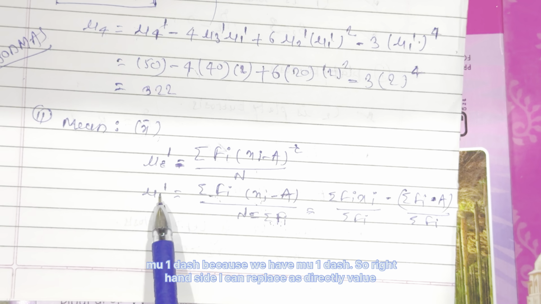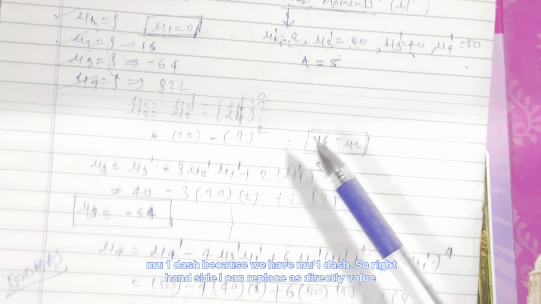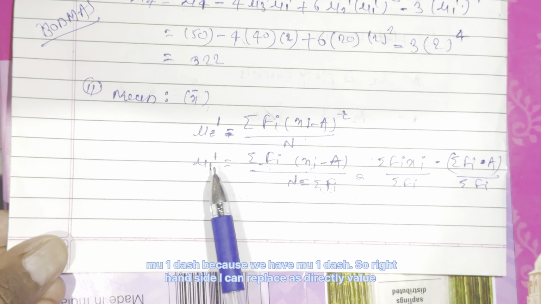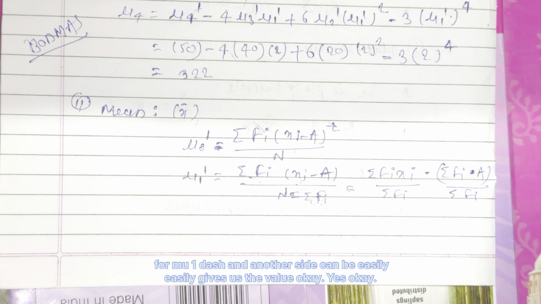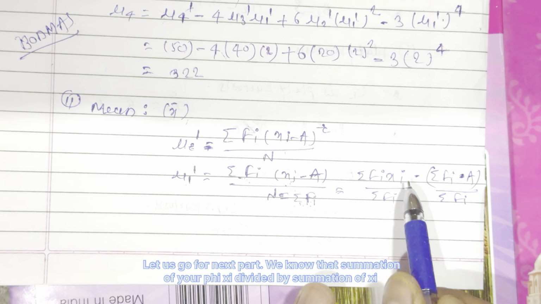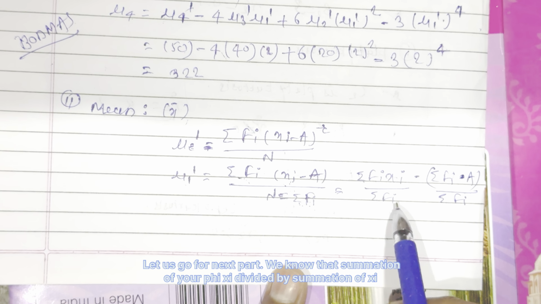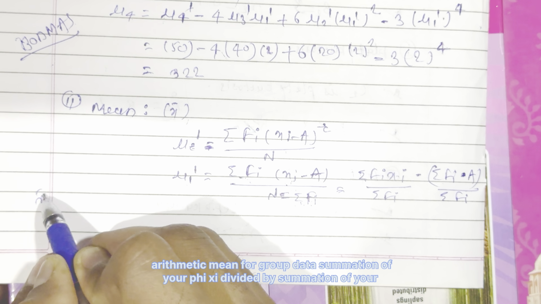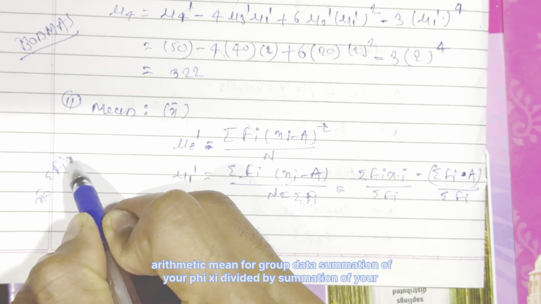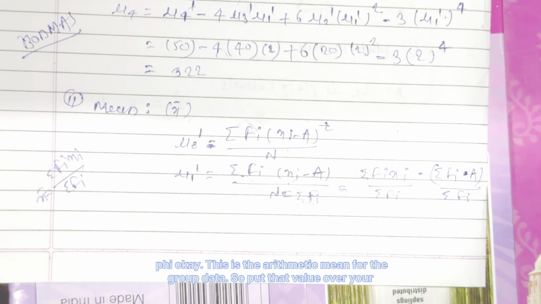I took mu1 dash because we are given mu1 dash, so on the left-hand side I can directly replace the value for mu1 dash, and the other side can easily give us the value. Let's go to the next part. We know that the summation of fi xi divided by the summation of fi is the arithmetic mean for the grouped data.